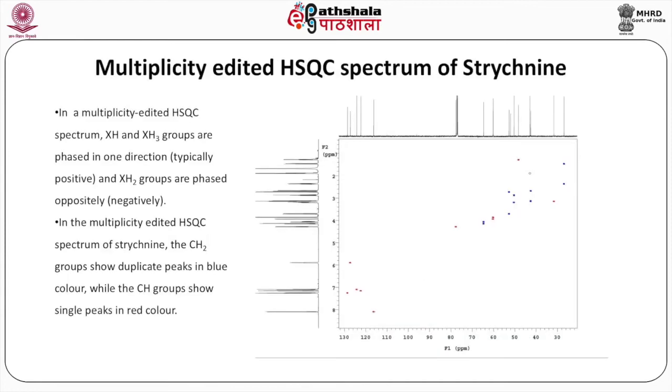And here is again the multiplicity edited HSQC spectrum of strychnine. You see blue peaks and red peaks. Blue peaks are in pairs. In a multiplicity edited HSQC spectrum, XH and XH3 groups are phased in one direction, typically positive, and XH2 groups are phased oppositely, negatively. In the multiplicity edited HSQC spectrum of strychnine, the CH2 groups show duplicate peaks in blue color, while the CH groups show single peaks in red color.